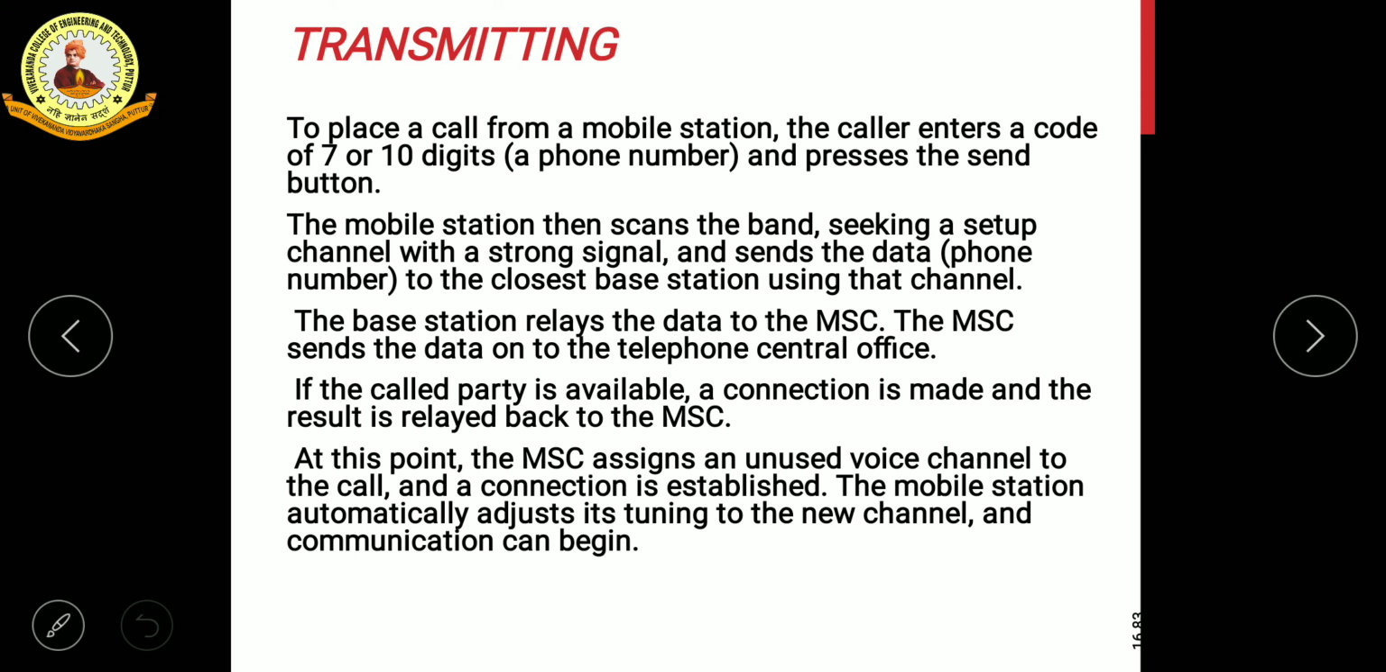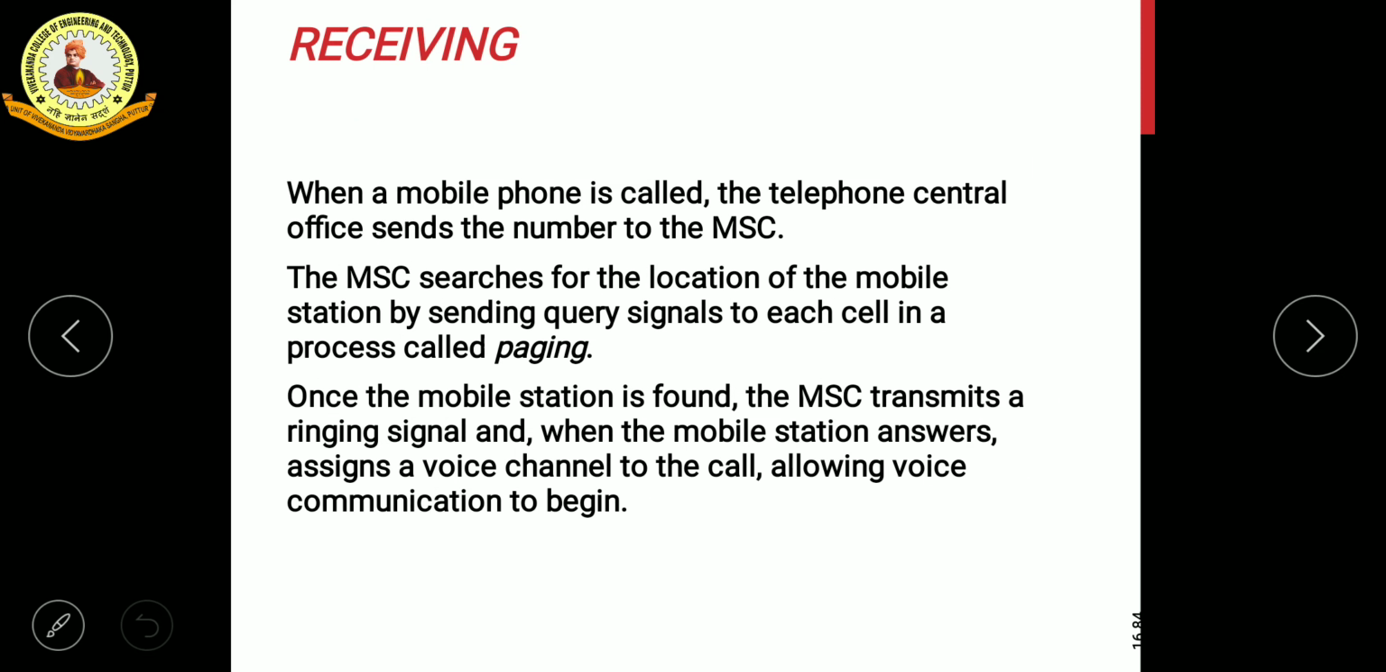Okay. So coming to the next point, that is receiving. When a mobile phone is called, the telephone central office sends the number to the MSC. So suppose you are calling your friend. The telephone central office sends the number to the mobile switching center. Then the mobile switching center searches for the location of the mobile station by sending query signals to each cell in a process called paging. So this is very important.